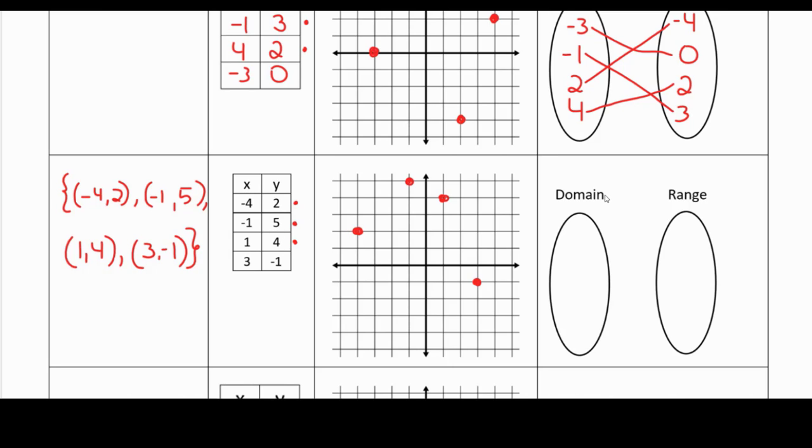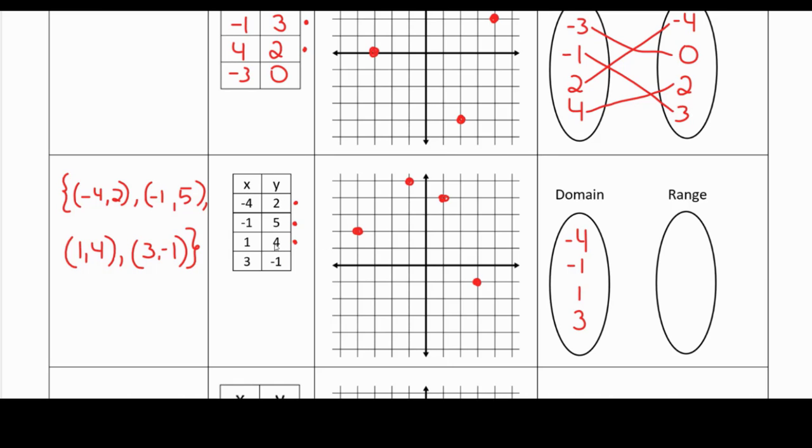Now we're going to do the domain and the range for the mapping. So remember to write in numerical order, starting with the smallest to the greatest. And it so happened that right here, the x values are in order. So all I have to do is go ahead and copy. So negative 4 is the smallest, followed by negative 1, followed by 1, and followed by 3.